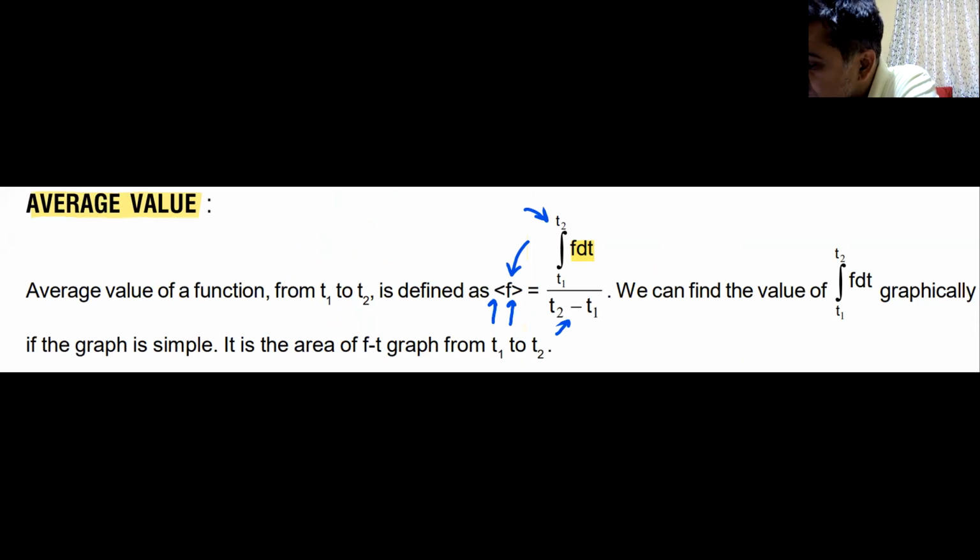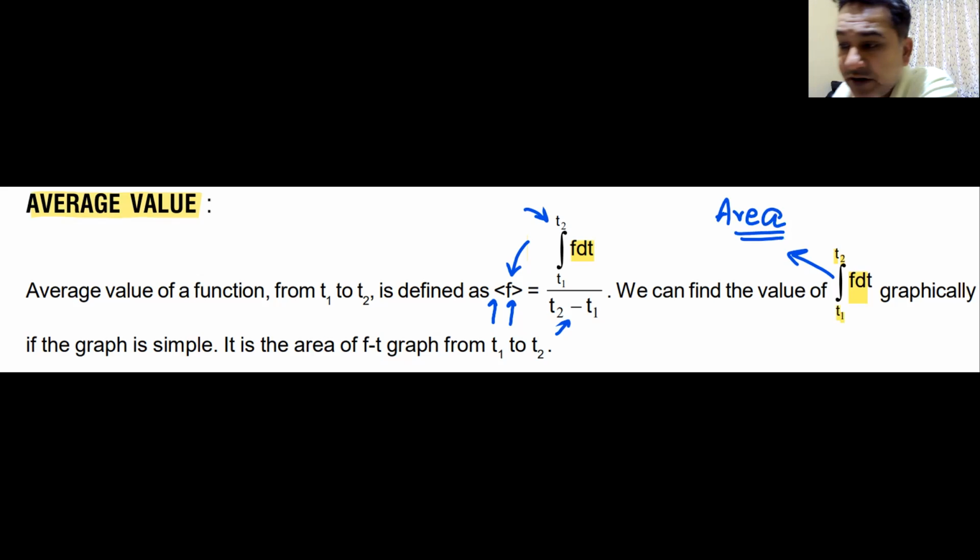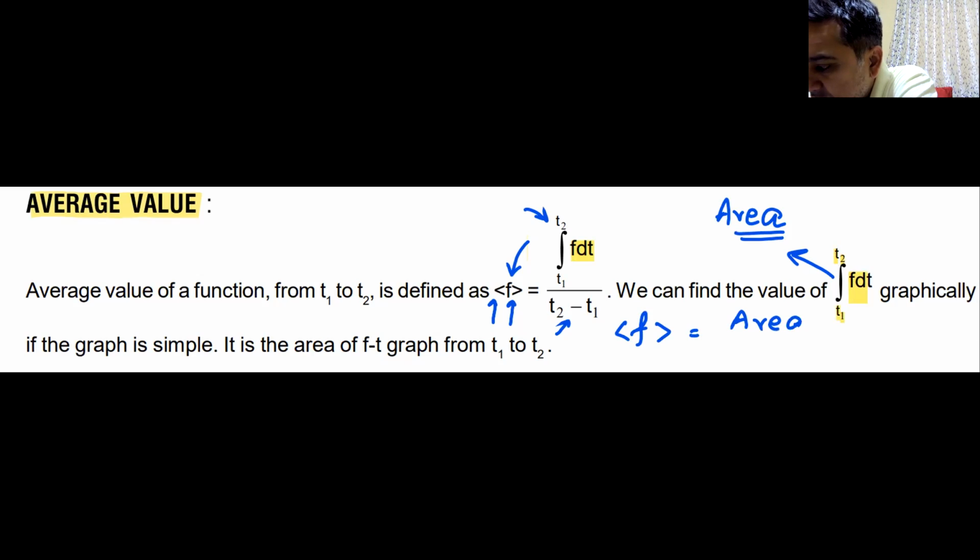Now this, you might be knowing this thing that I have drawn here. In maths, it refers to the area of the graph. Do we know this? This is the area of the graph. So instead of writing it in this form, I can write it like this. The average value of F will be the area under the graph divided by total time.